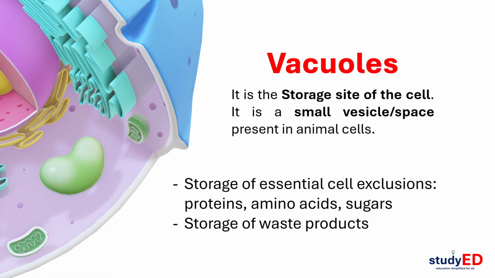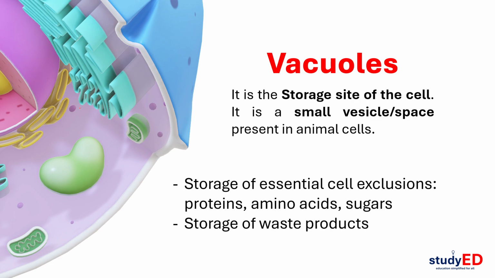Vacuoles. Very simple. It's a storage site of the cell, stores the essential components, and it's a small type of vesicle or a space. Remember, a big distinction is that vacuoles are present in both animal and plant cells, but in plant cells, it's very large, occupying up to 90% of cell volume, and in animal cells, it's very small and present in a large number. The function of this is to store waste products and essential cell inclusions like proteins, amino acids, sugars, water, sap. These substances are stored by vacuoles.